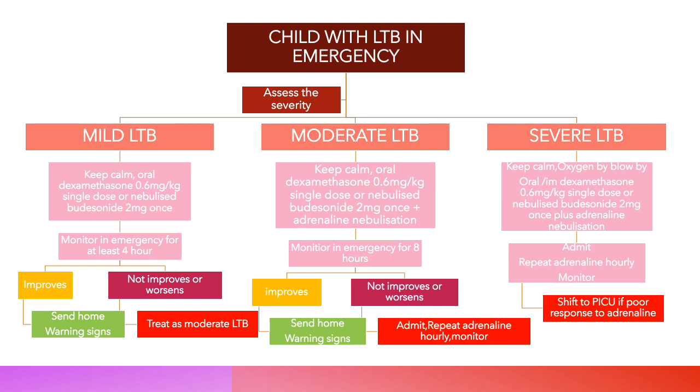So, with these basic principles of management of croup, whenever a child presents with laryngotracheobronchitis in emergency, how will you approach that child? This is a flow chart giving us the approach. First, you will assess the severity according to the Westley croup score, and if the child has mild croup, you should try to keep that child calm. You should give a single dose of oral dexamethasone 0.6 mg per kg or a single nebulization of budesonide 2 milligram.